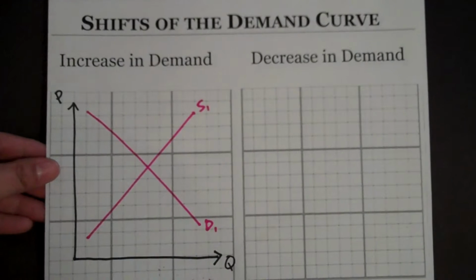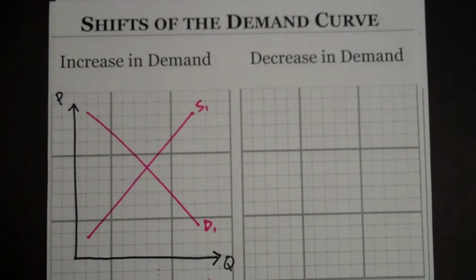Your demand curve should be downward sloping because it follows the law of demand. When prices are high, the quantity demanded is low. When prices are low, the quantity demanded is high. This means they have an inverse relationship.